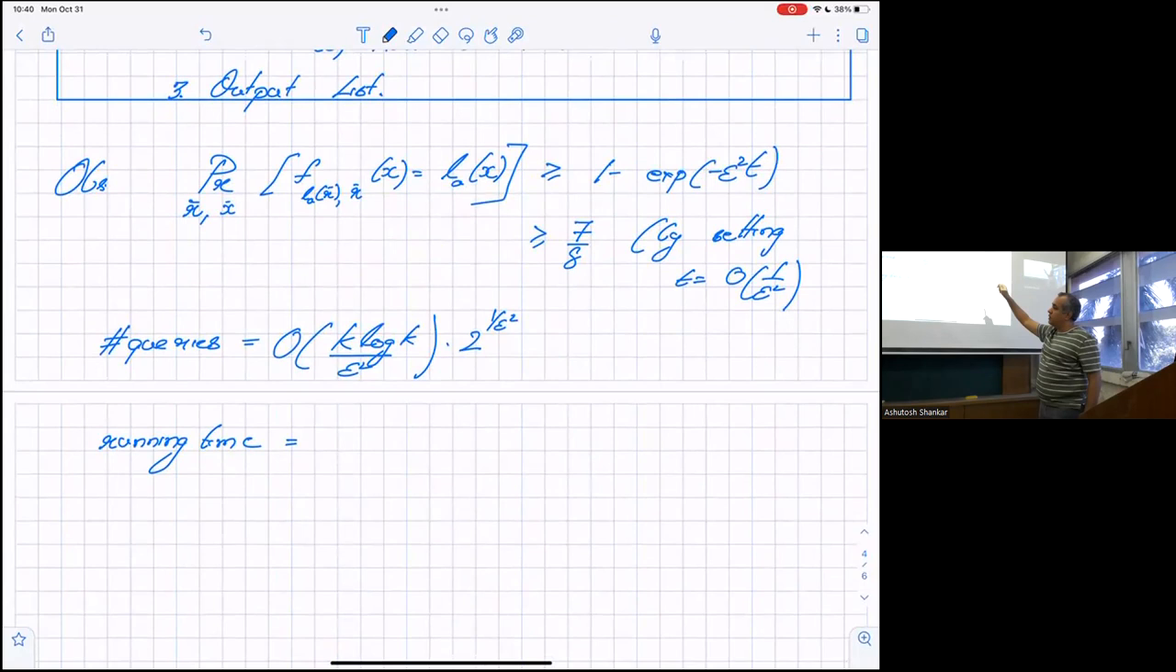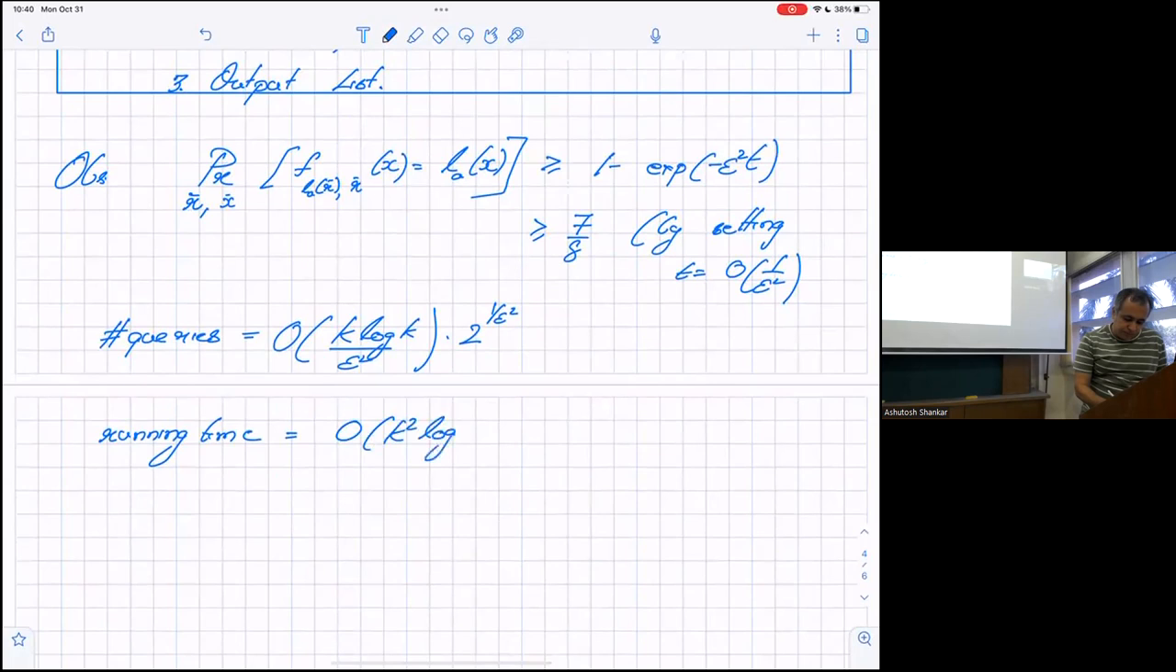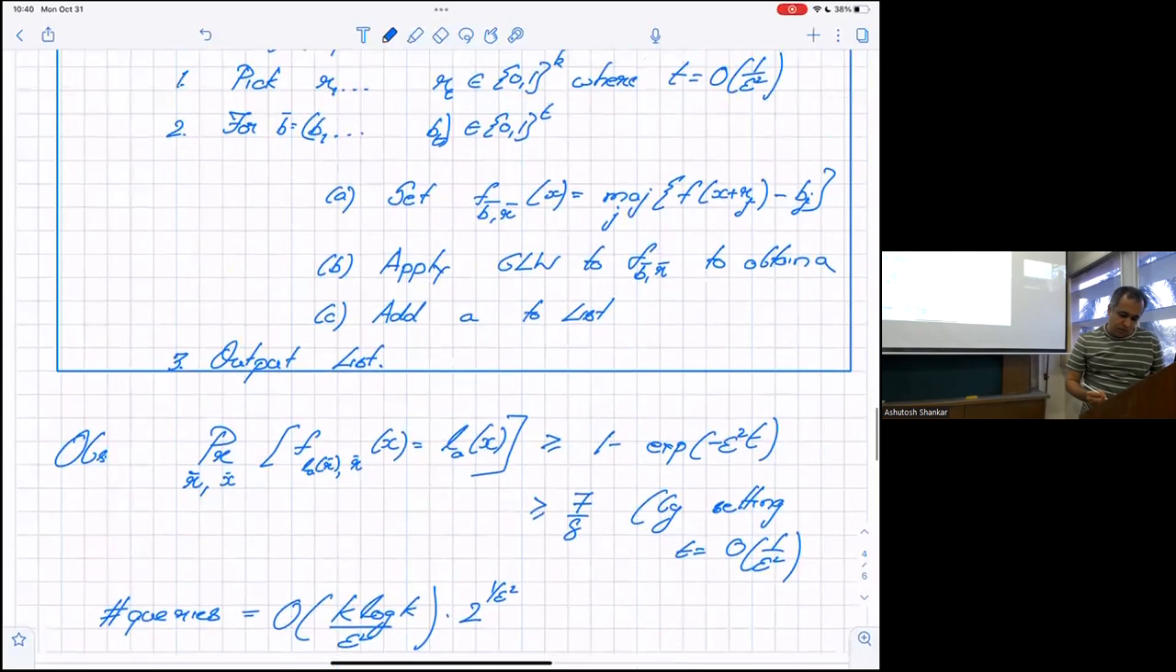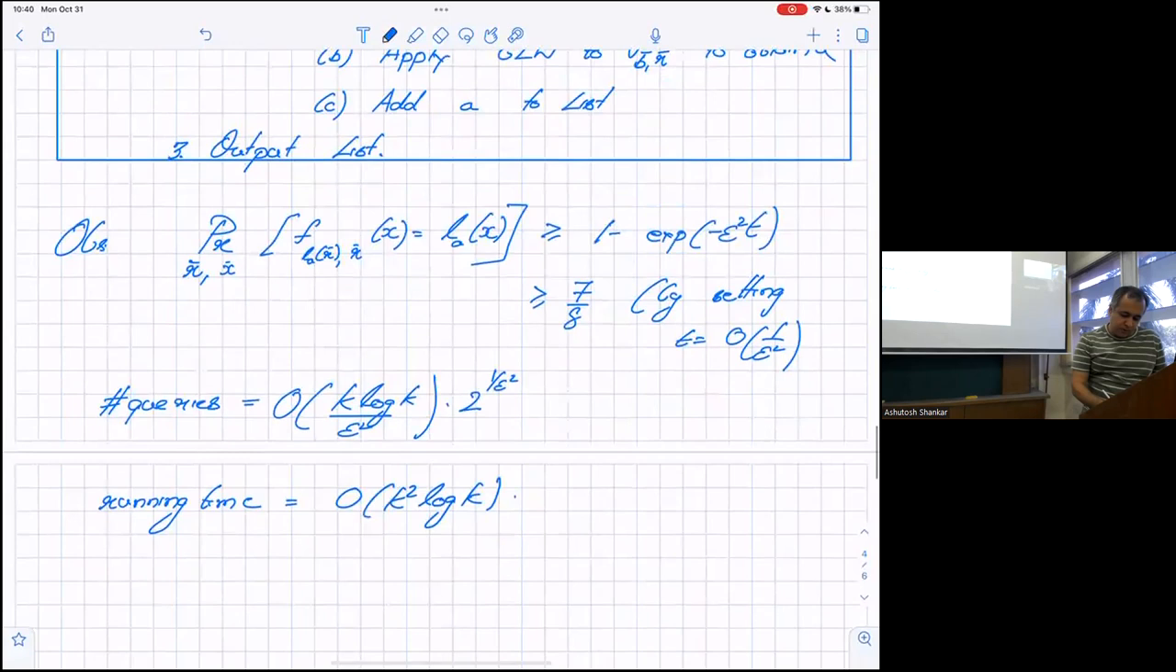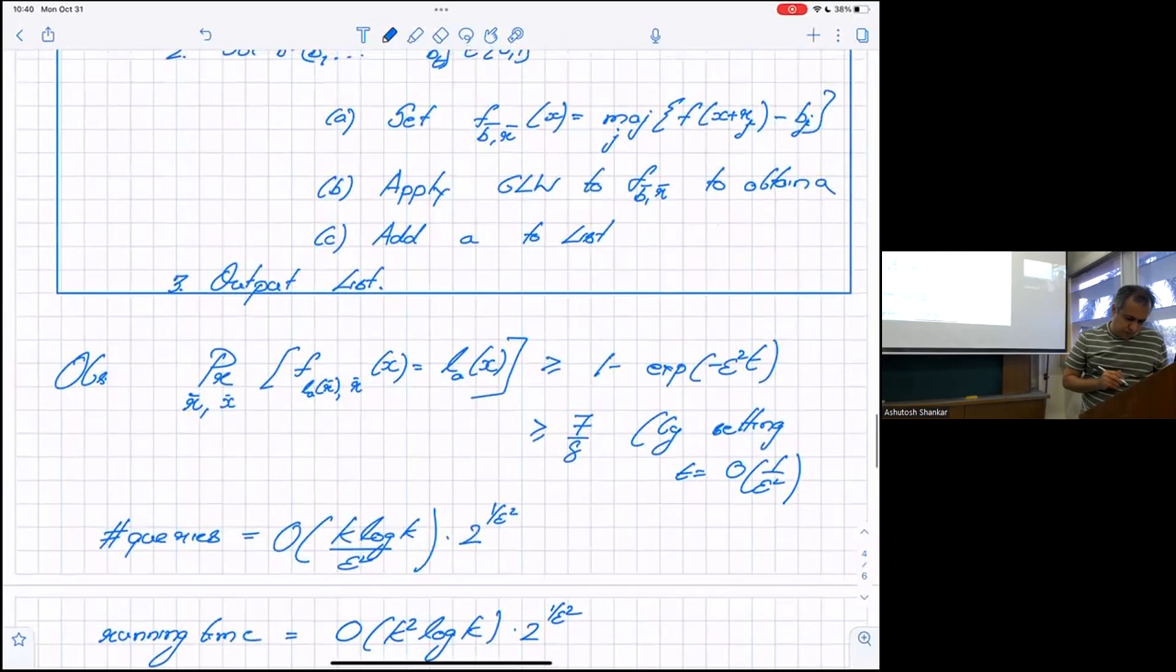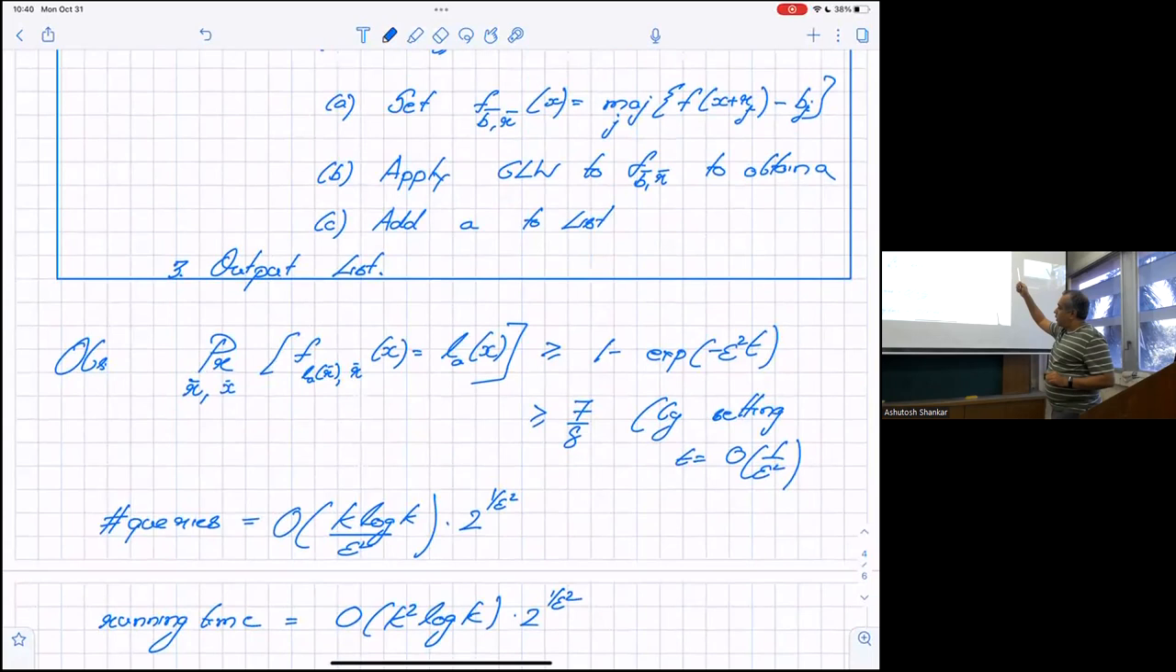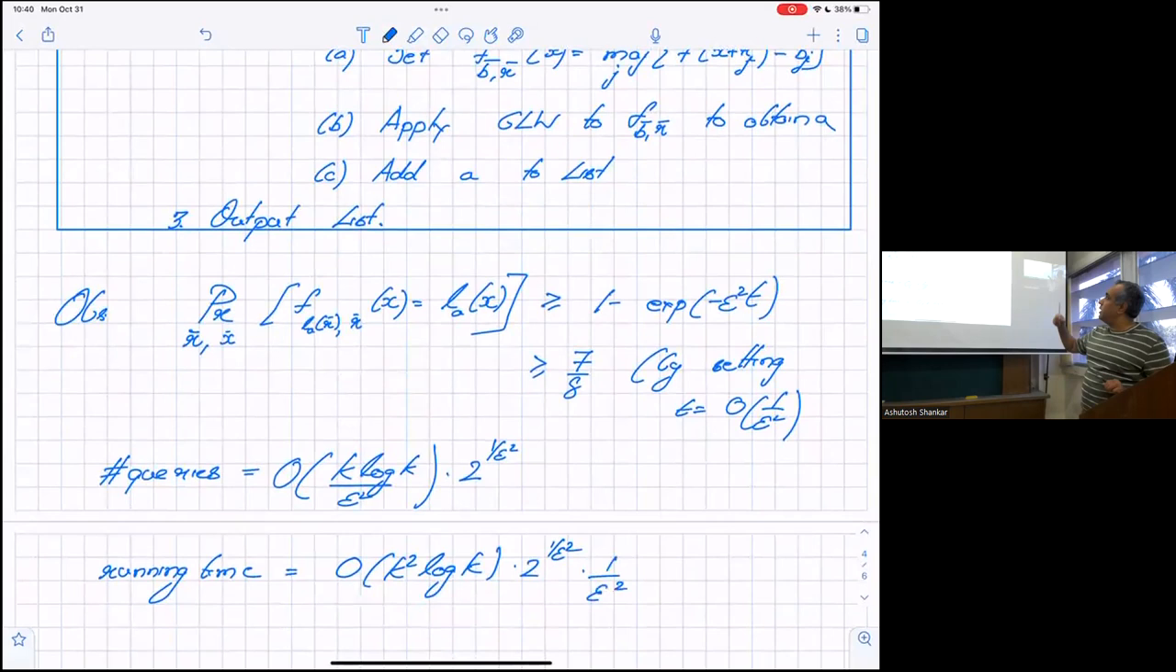So this will be order k square log k, which is coming from this one, the k square log k into what? Into 2 power 1 over epsilon. Fair enough. That's the thing over here. No, the k square log k, but for each query, there's another 1/ε square, because each query of GLW itself requires 1/ε square. Of course, this will get followed by this, it really doesn't matter. So that's the running time of this.